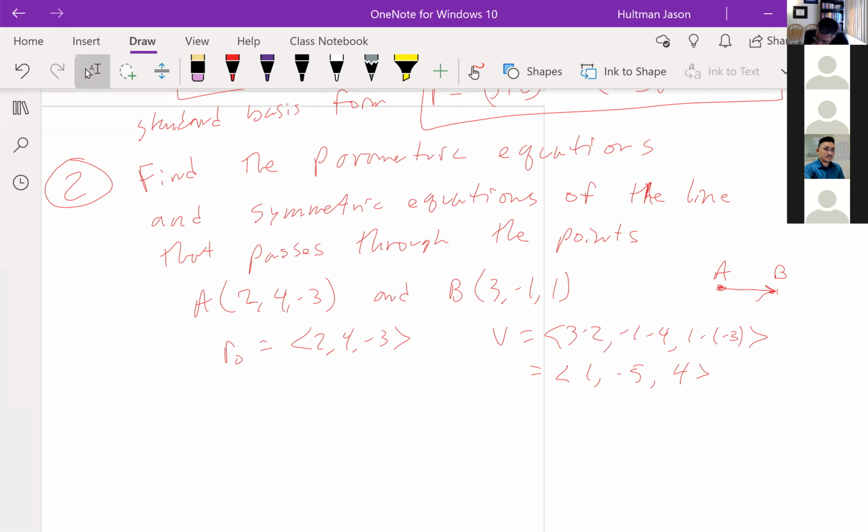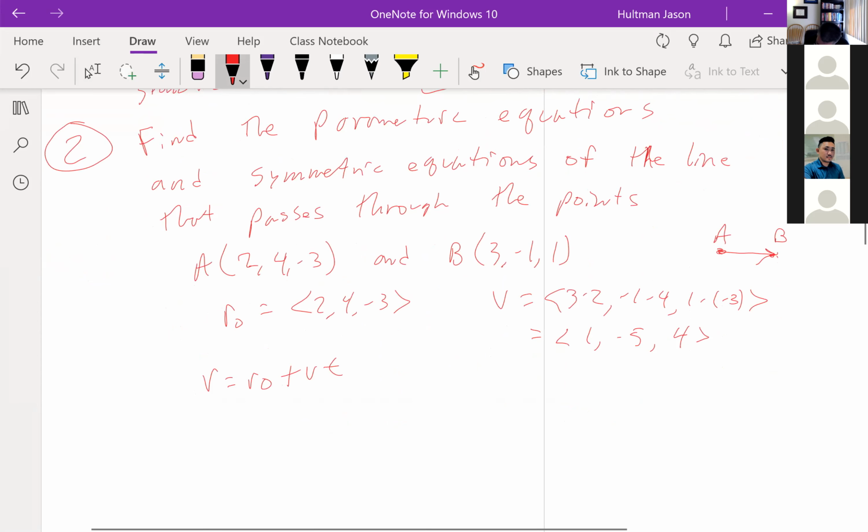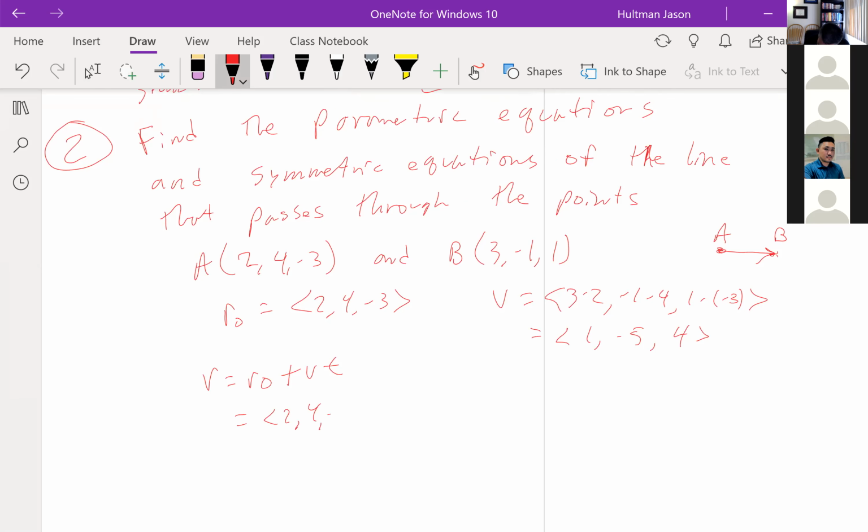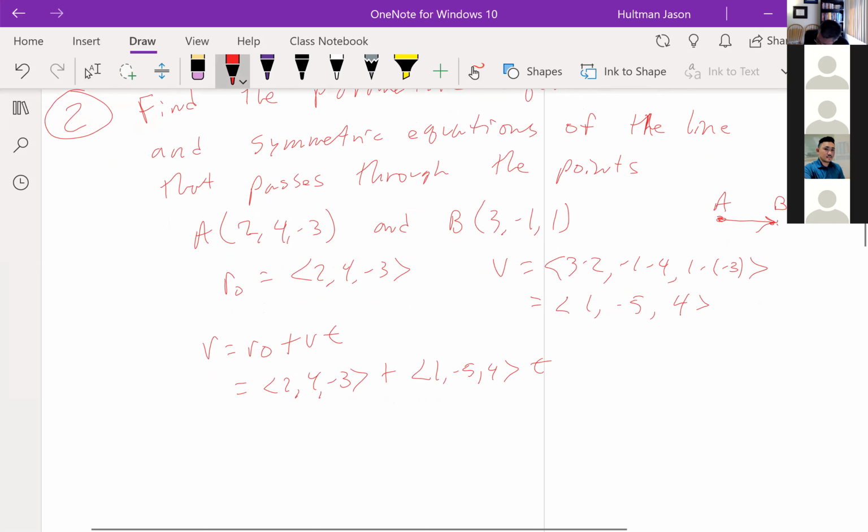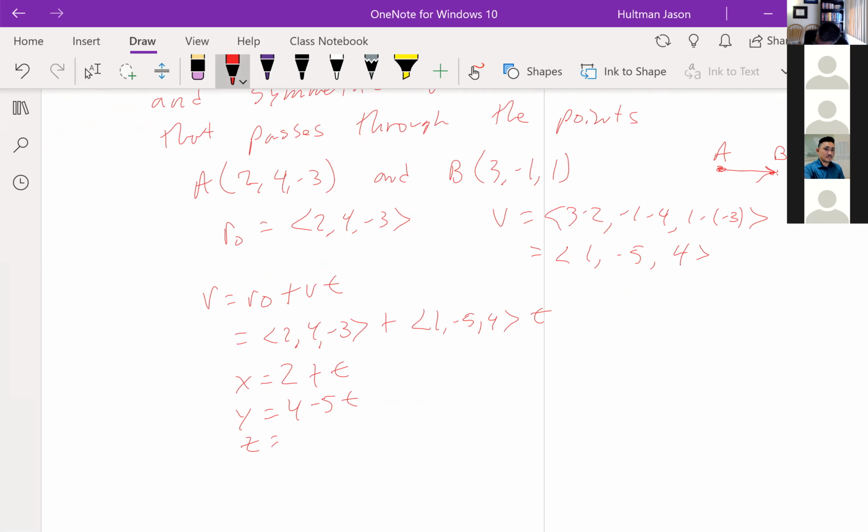Now let's see what we get here. r equals r naught plus vt, that's the equation of a line. r naught is (2, 4, negative 3) plus V, which is (1, negative 5, 4), times t. So x is 2 plus t, y is 4 minus 5t, and z is negative 3 plus 4t. Those are my parametric equations.